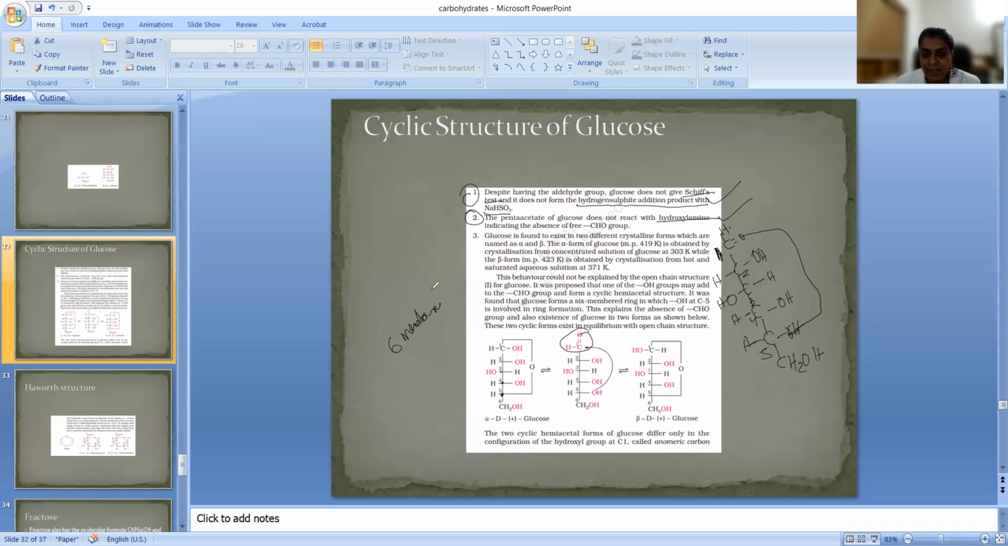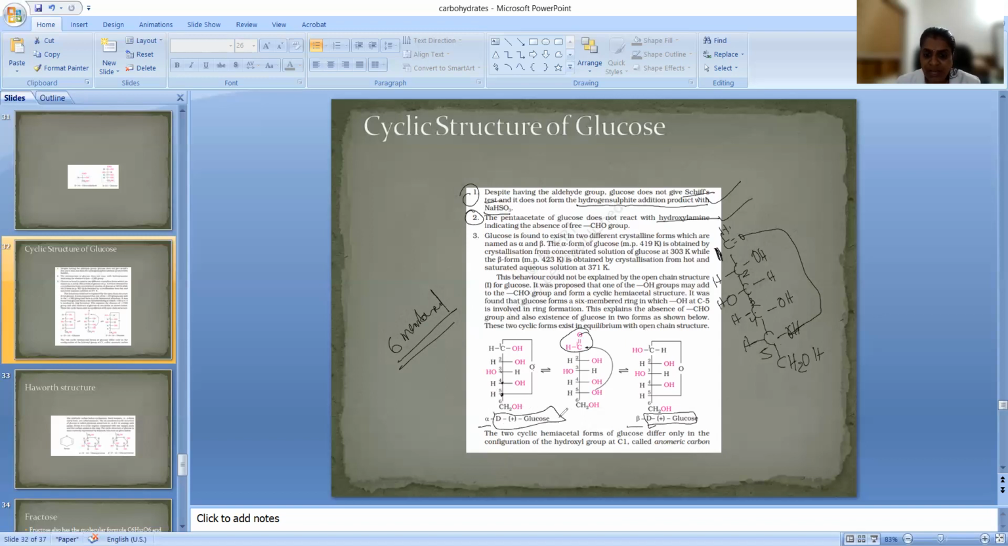So we have done many studies and we found that there are two forms. When it is forming the ring, we are getting an alpha form and a beta form. This part is the same only, D-plus-glucose.